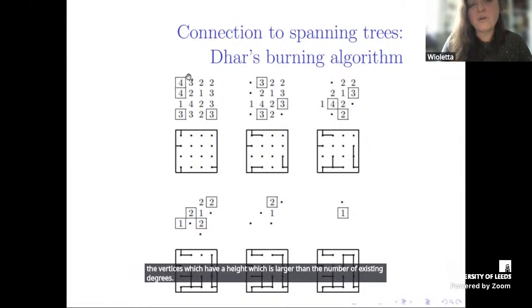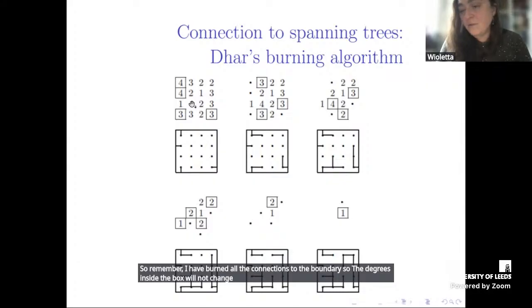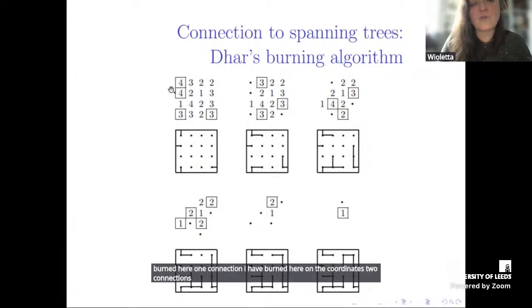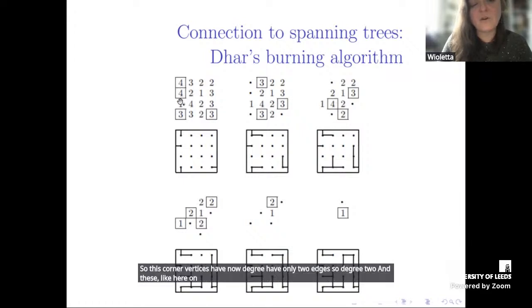So remember, I have burned all the connections to the boundary. So the degrees inside the box will not change because those I did not touch, but here I have burned one connection. I have burned on the corners 2 connections, 1, 1, 2, etc. So these corner vertices now have only two edges, so degree 2, and those here on the boundary, but not in the corner, will still have degree 3.